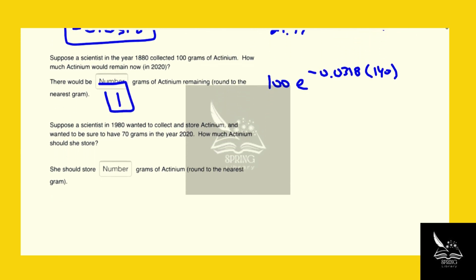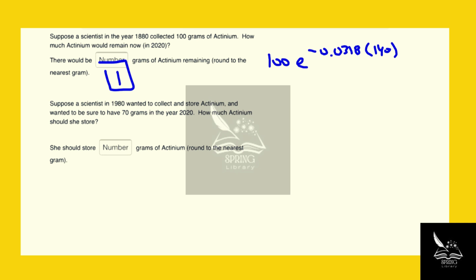Suppose a scientist in 1980 wanted to collect and store actinium and wanted to be sure to have 70 grams in the year 2020. How much should she store? Well, if we want to make sure we have 70 grams to finish, we want to know how much we should start with, given everything we know. It's going to be in 40 years.